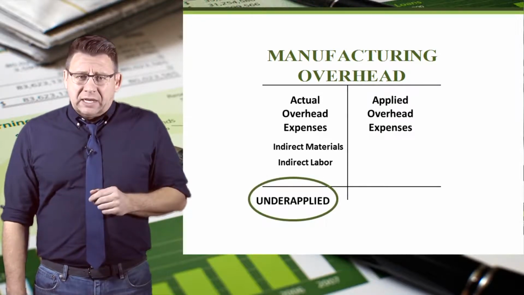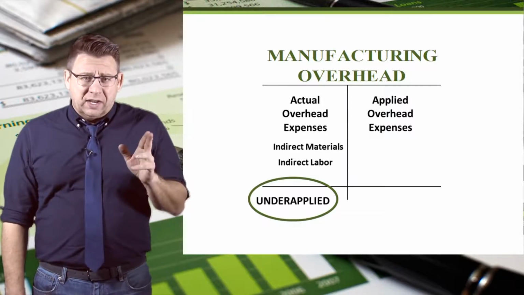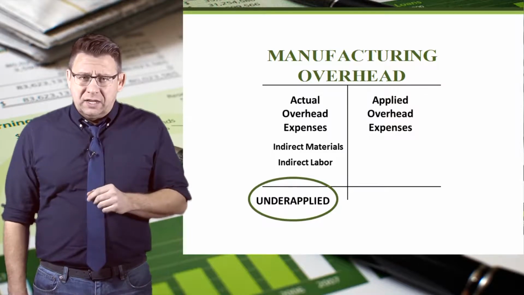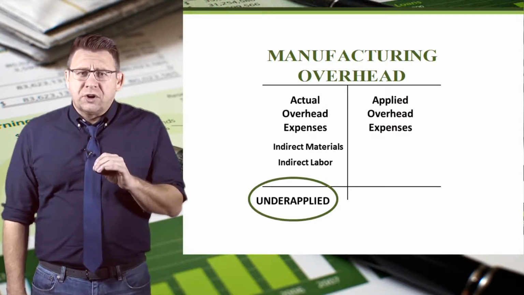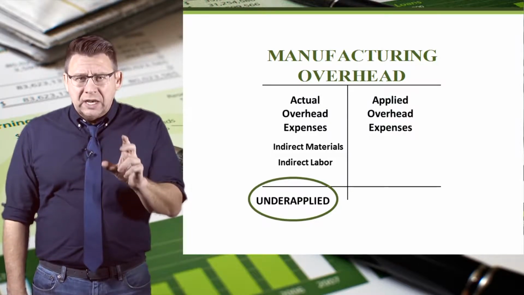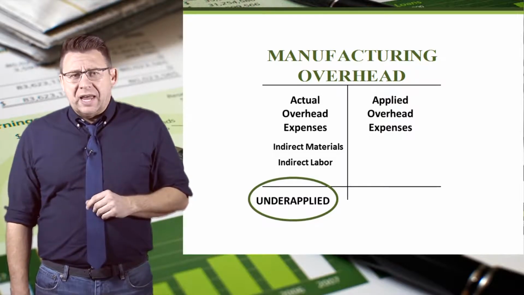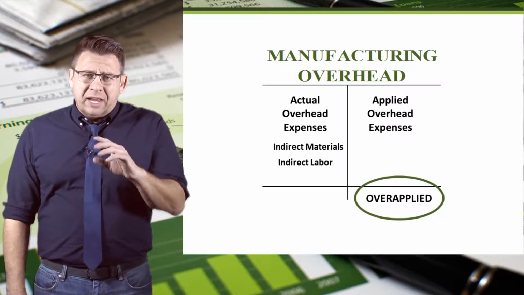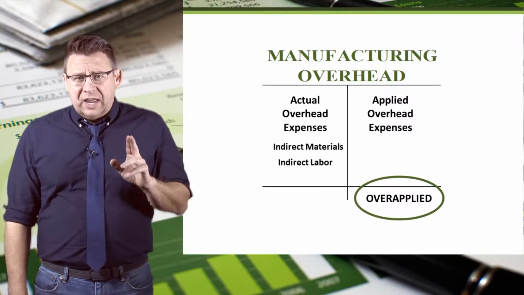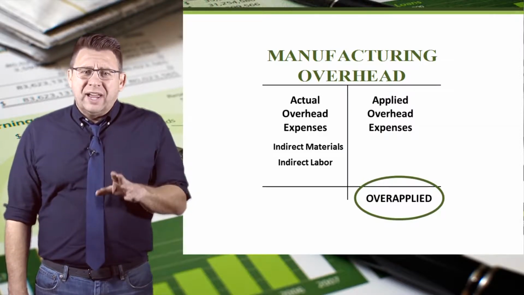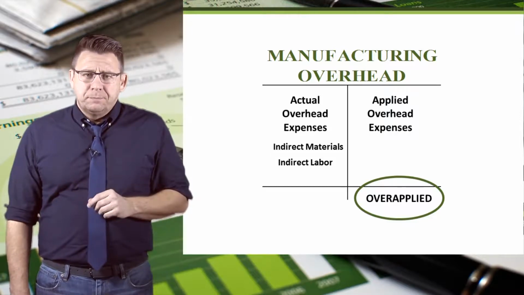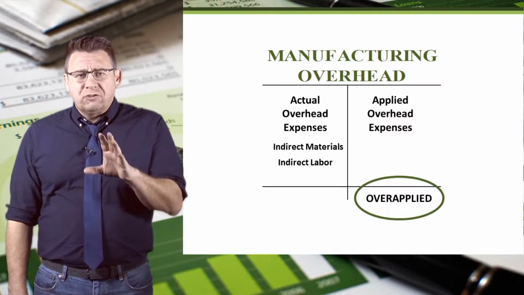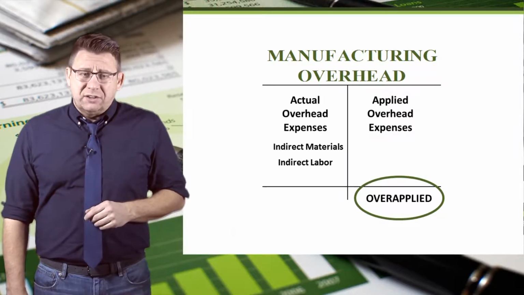A debit balance in manufacturing overhead at the end of the period means that overhead is underapplied. Another way to think of this term is too little overhead has been applied to the jobs. A credit balance in manufacturing overhead at the end of the period means that overhead is over-applied. Another way to think of that term is too much overhead has been applied to the jobs.